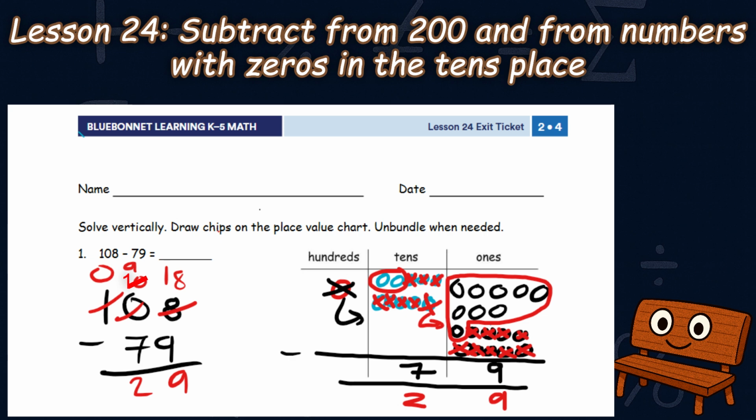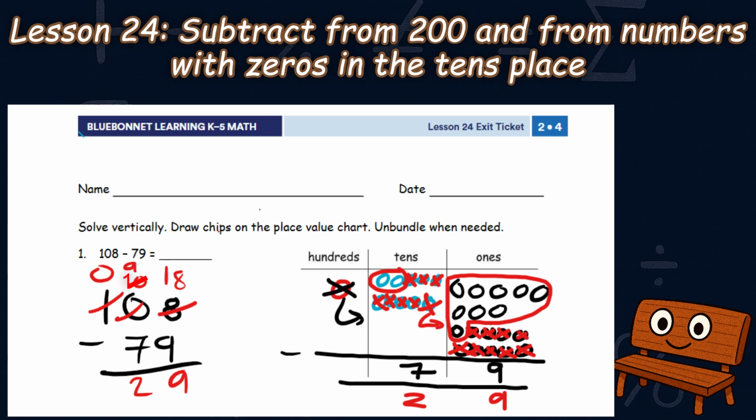So that 10 is going to turn into a 9, and then your 8 is going to turn into an 18, and then we can subtract as normal. 18 minus 9 is 9. 9 minus 7 is 2, and we didn't have anything in our hundreds place because we had to unbundle it to not only help our 8, but also help the 0 as well.